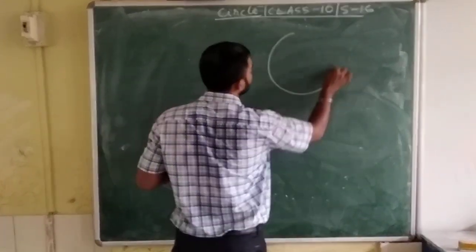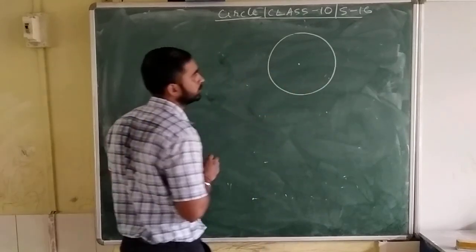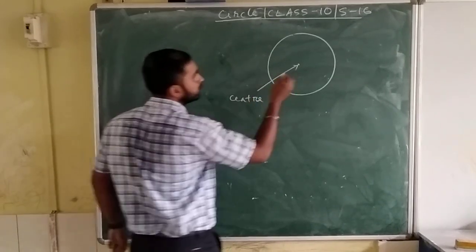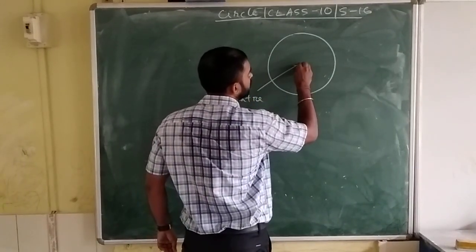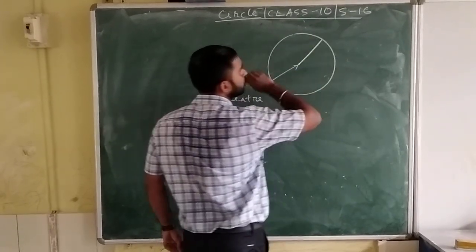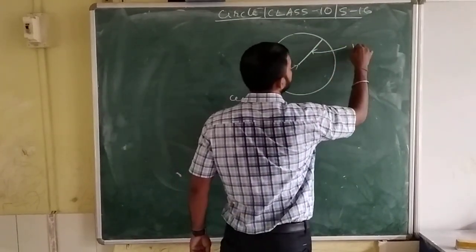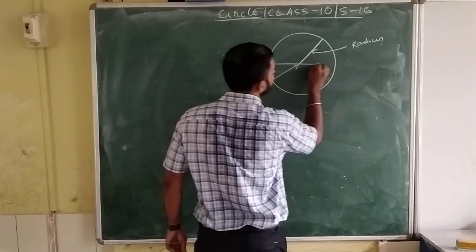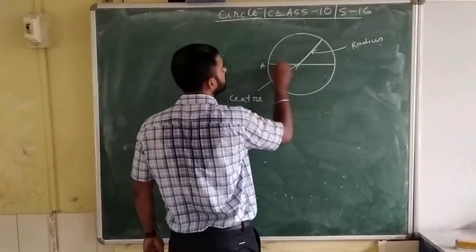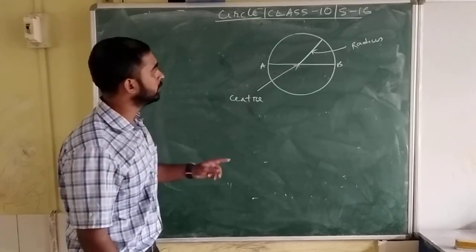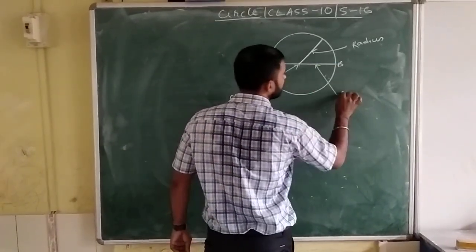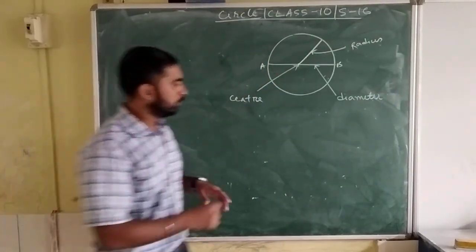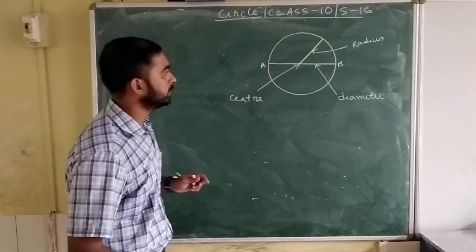Suppose this is a circle, and this is the center. The line which joins the center and the circumference of the circle is known as the radius, and the line which passes through the center from one end of the circle to the other is known as the diameter. You know this from class 5 onwards: center, radius and diameter.